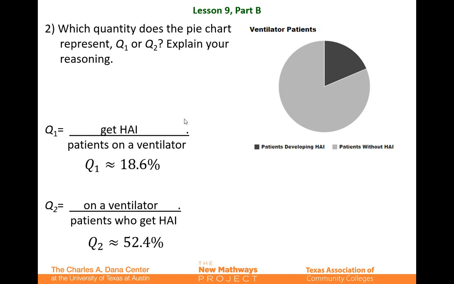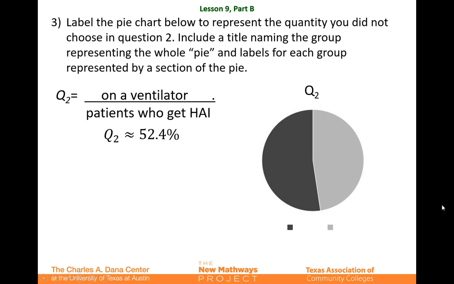Which quantity does the pie chart represent? Quantity 1 or quantity 2? It obviously represents quantity 1. 18.6 is about a fifth of the circle. Okay? 52% would be over half the pie chart. So there were 18.6% that had an infection. That meant the rest did not have the infection. Right? Label the pie chart below to represent the quantity that you did not choose.